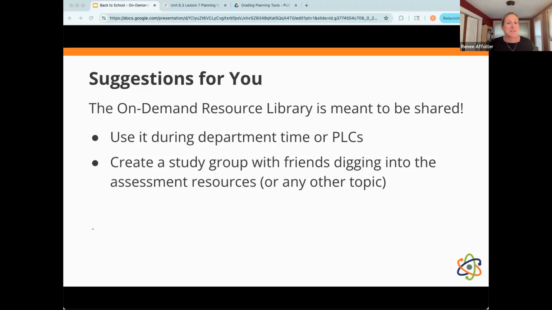It's also great to be able to use it with colleagues. So use it during department or PLC time, create a study group with friends, digging into assessment resources or any other PLC topics. And over time, as we develop these resources, we will be offering playlists and suggestions for ways that you could use these resources with colleagues.